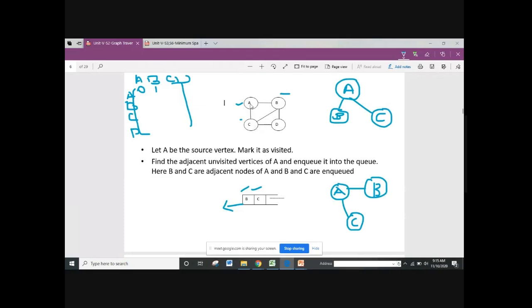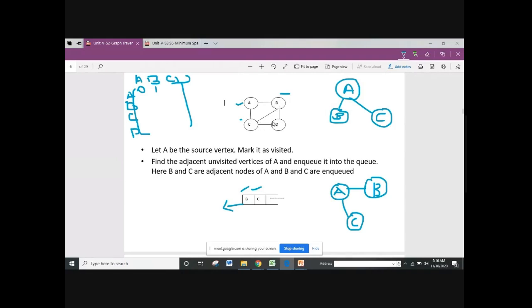So when I visited A, I pushed B and C inside the queue. Now B and C are inside the queue, and I'm going to dequeue B, that means removing B. When I'm removing B, again I have to look into this graph. What are the adjacent vertices of B? The adjacent vertices are A, C and D. A is already visited, so I don't mind that. I will not take that once again.